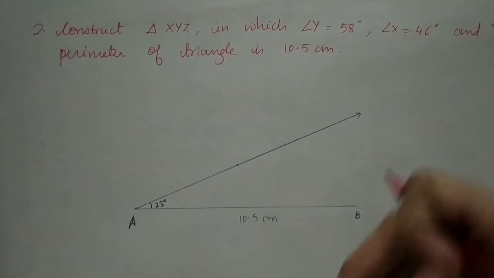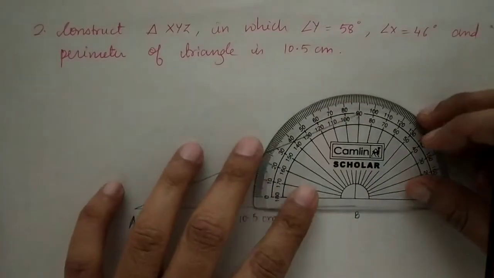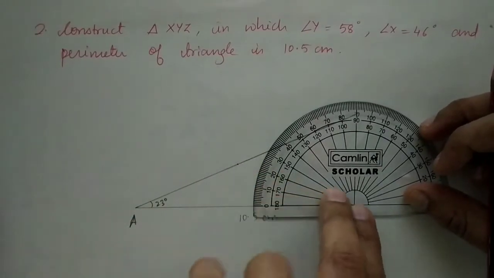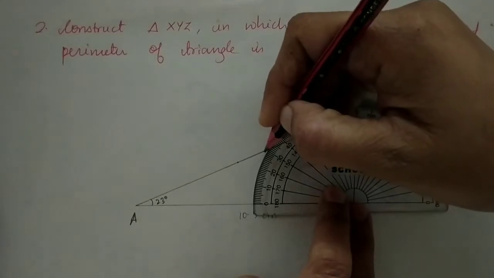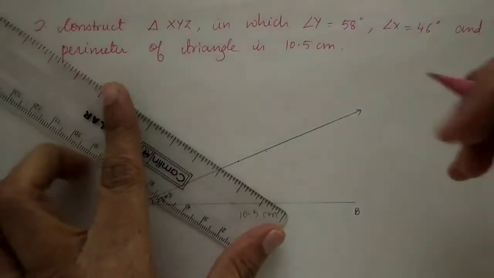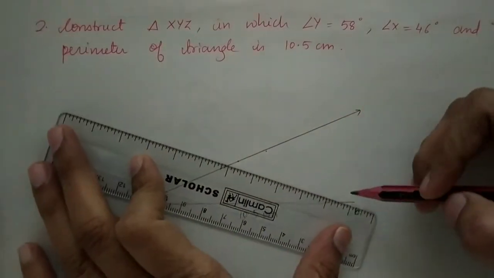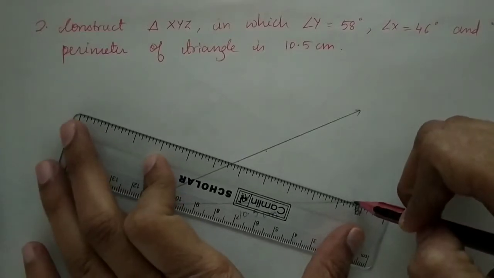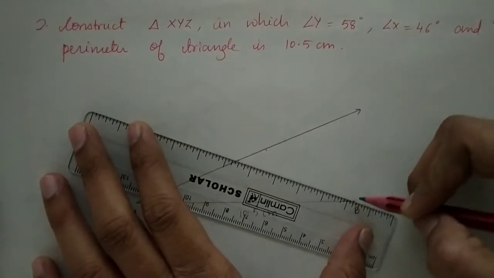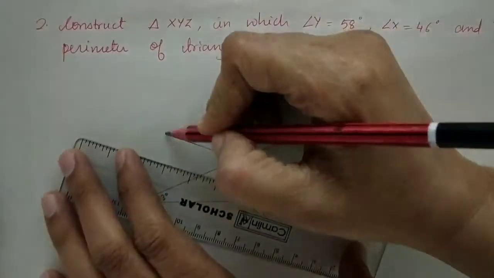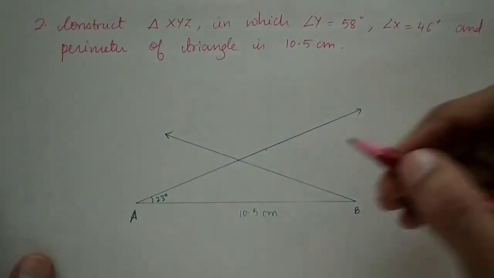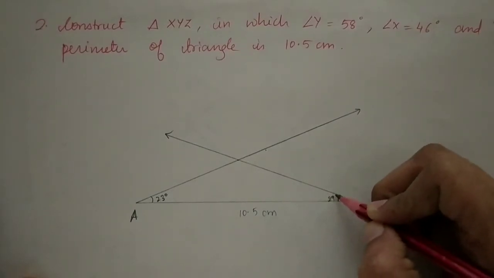Similarly, angle Y is 58 degrees, so half of 58 will be 29, which will be drawing from this side. So 29 will be somewhere here. Okay, you should always take sharp pencils so that you're able to draw properly. Okay, so we'll be taking 29 degrees here and we draw a line.